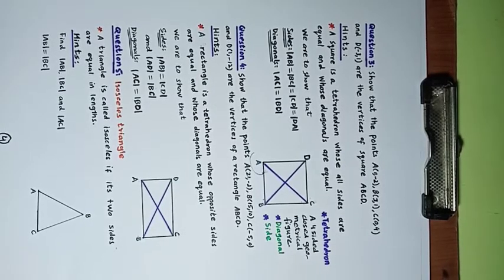Dear students, now we come to question number 4. In the statement of question number 4, it is given that we must show that the 4 points A, B, C and D are the vertices of a rectangle ABCD.